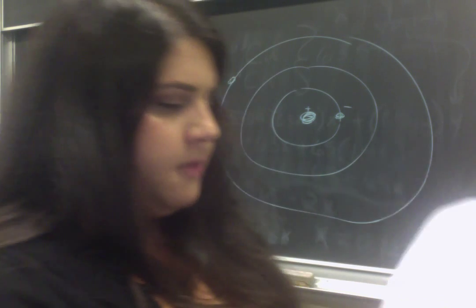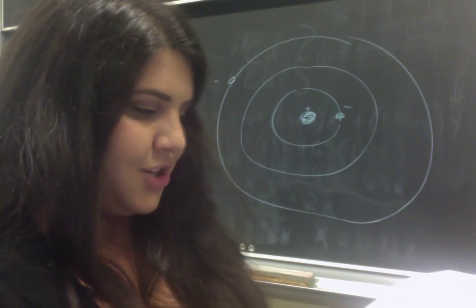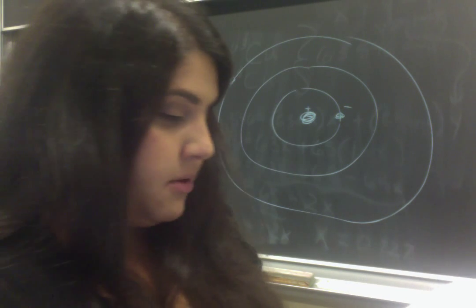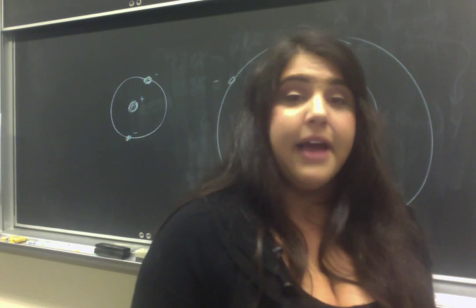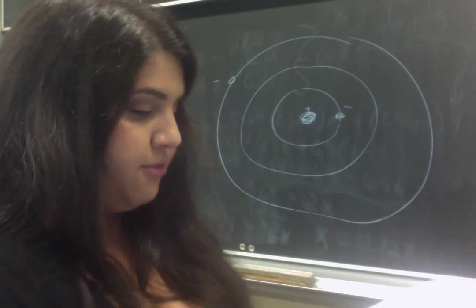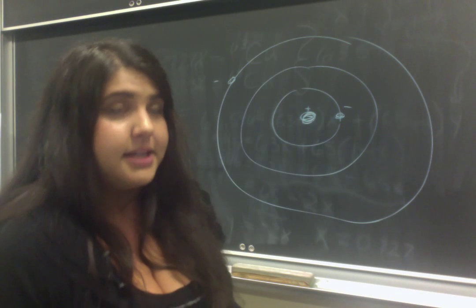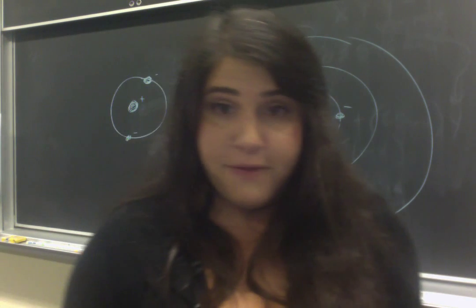So carbon has 4 valence electrons. Nitrogen and phosphorus and arsenic and antimony and bismuth all have 5 valence electrons because they are in group 5. Group 6 has 6 valence electrons. Group 7 has 7 valence electrons. Group 8 has 8 valence electrons.